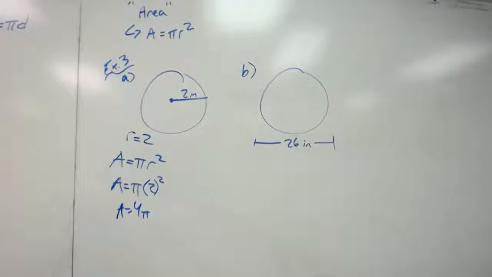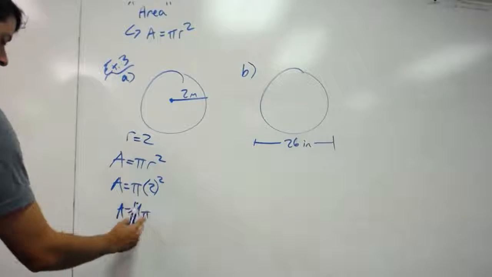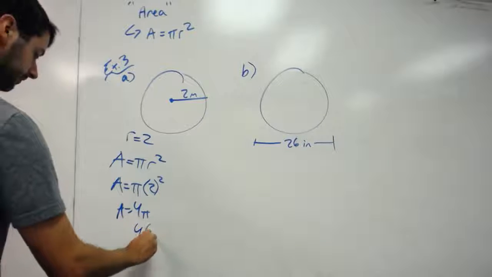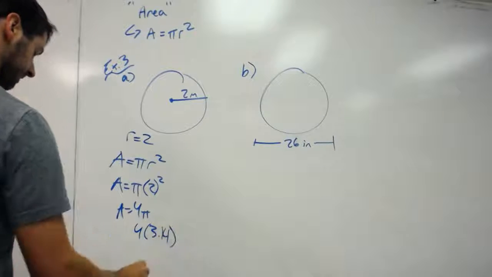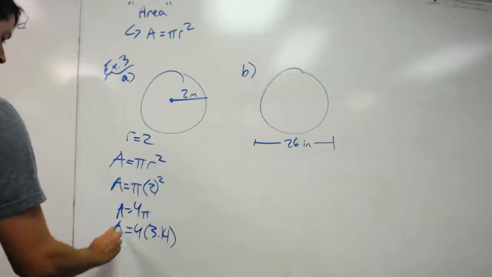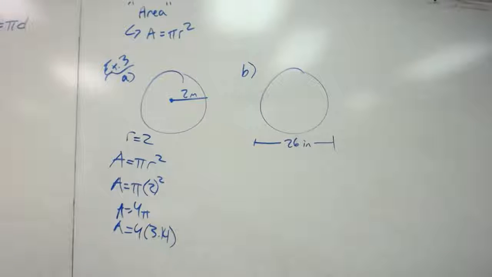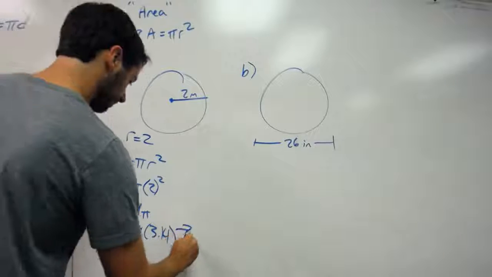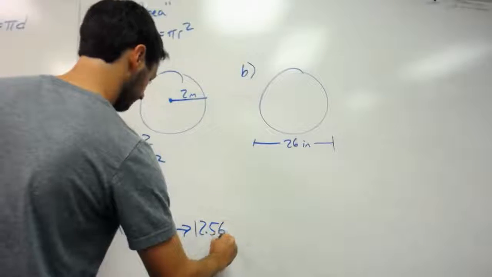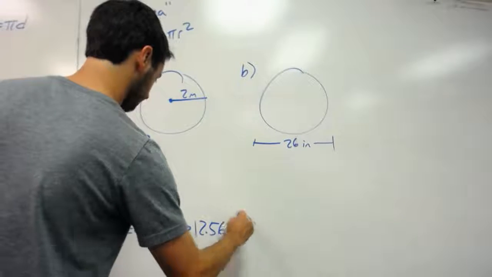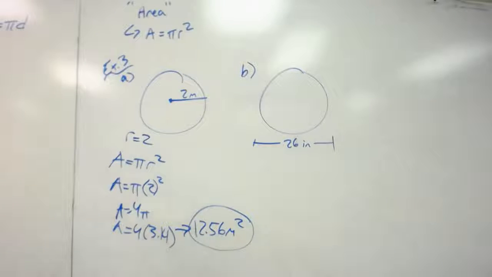In this problem, it says use 3.14 for pi, so we plug in 3.14, because that's a shortened version of pi, and then round to the nearest hundredth. When you multiply, you would get 12.56 meters squared. It's area, so we do meters squared.